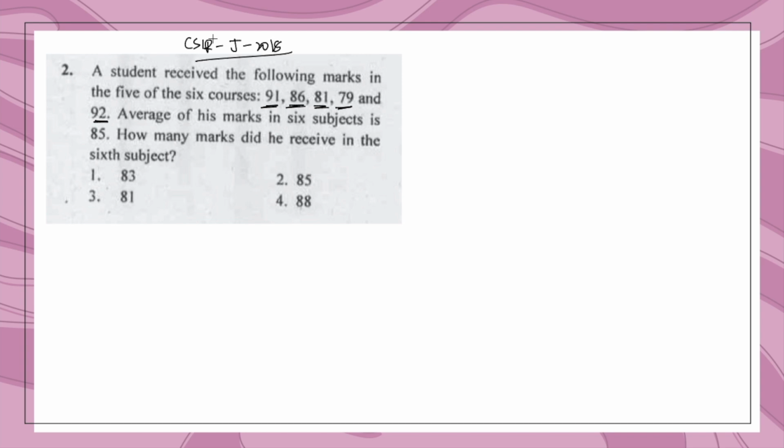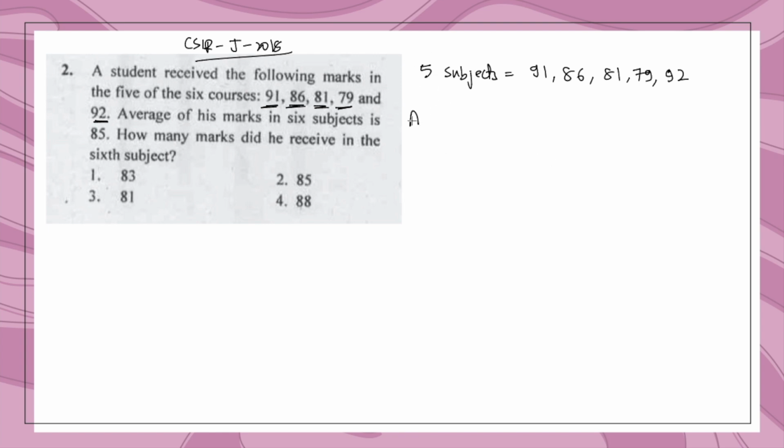Now you can understand that this question is similar to the one which we have discussed, the addition of a new person. You can either do it in that way or do it in a long process method. I'll do it with the short method. Already we have 5 subjects, and the marks are 91, 86, 81, 79 and 92. These are the marks which the student has got when he is only having 5 subjects.